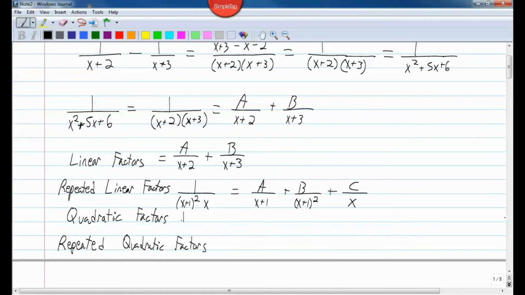Quadratic factors would be, what if I had 1 over x squared plus 2? There's no way to factor x squared plus 2, so I'm going to have to make it more than just x squared plus 2. Maybe x squared plus 2 times x plus 1.